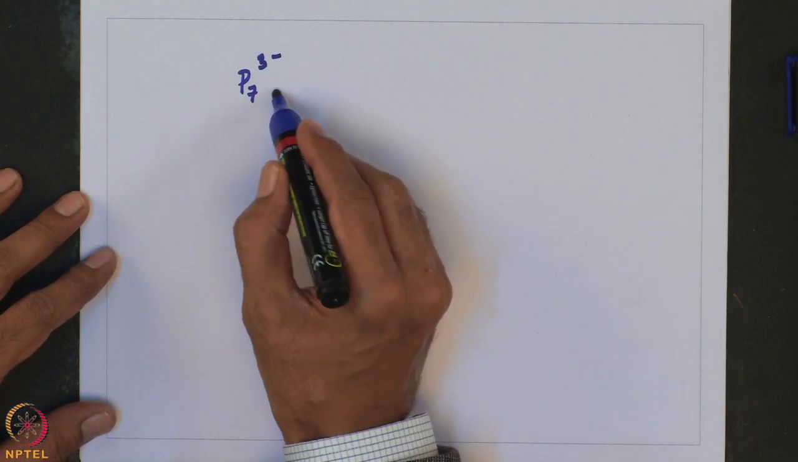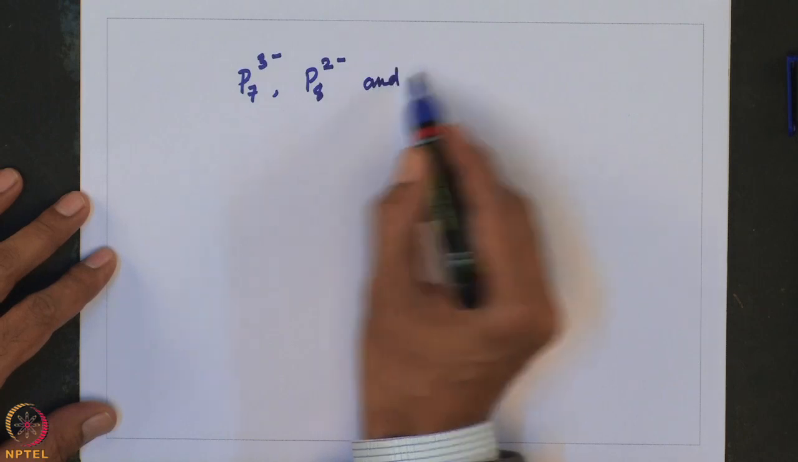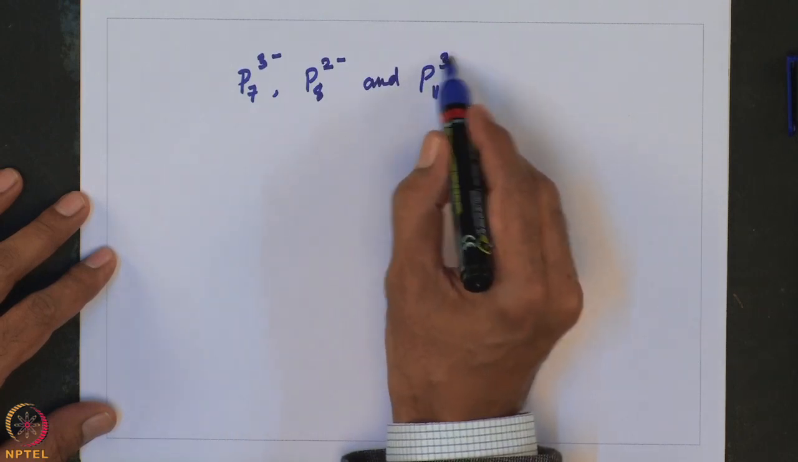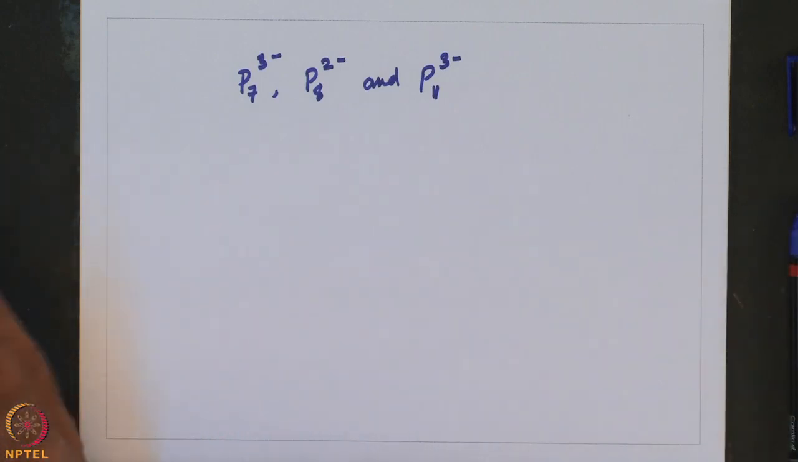So, let me continue on phosphorus compounds, and phosphorus can also have ring, chain or cage structure. Anionic phosphorus rings, chains or clusters are also known. For example, P7 3 minus, P8 2 minus and P11 3 minus are some of the examples of anionic phosphorus cages, rings or chains. I will show you the structure of some of these in my next slide.